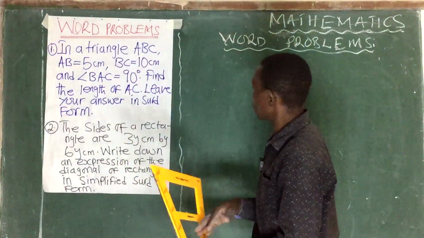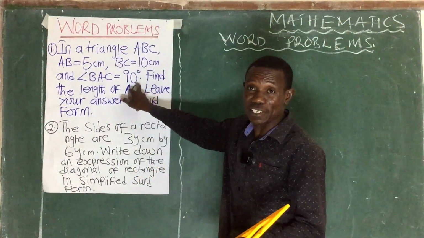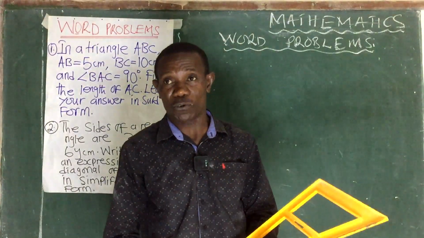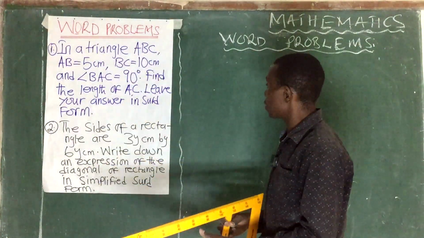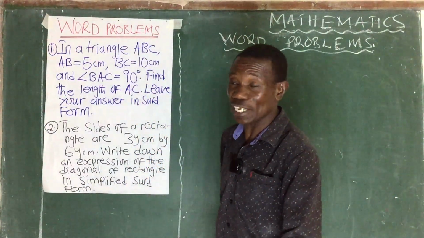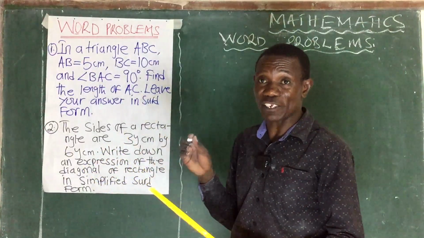Like in this case, we are told that one of the angles in this triangle is 90 degrees. Then obviously you can depict that this triangle is right angled. So when you're coming up with the sketch, make sure the triangle you have is right angled by inducing 90 degrees as one of the angles.